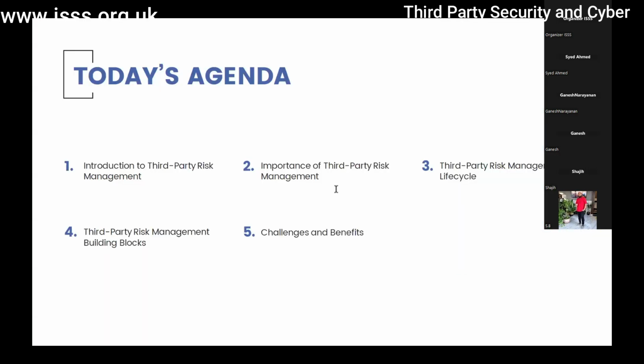So in today's agenda, we'll be talking about a few things. The most important thing is the introduction of third-party risk management: what exactly is third-party risk management, how cybersecurity interconnects with it, and the importance and criticality of third-party risk management. Why do we see a lot of importance being given to it? And the life cycle of the third party, right from initiation to the offboarding of the vendors and service providers. We then jump on to the building blocks of how an organization should build up their third-party risk management program, and then the challenges and the benefits of having third-party risk management within the organization.